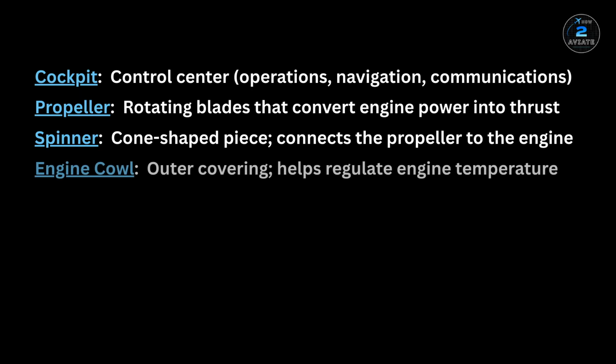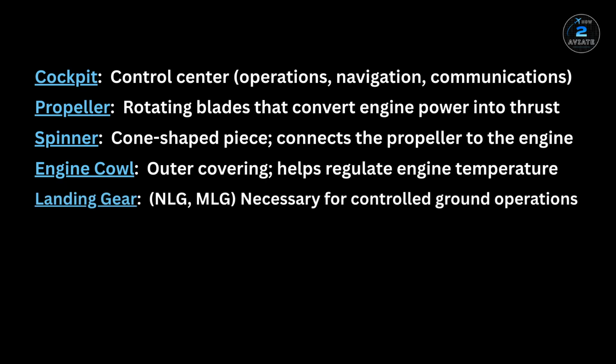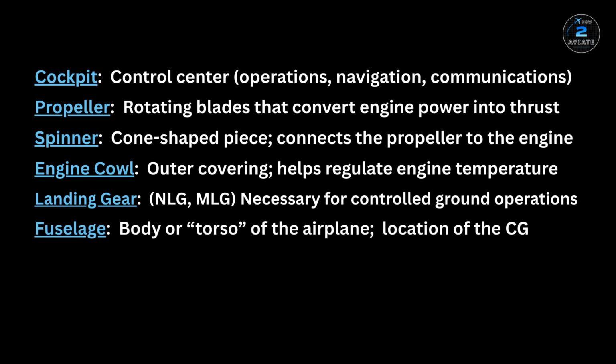The engine cowl is the outer covering that protects the engine and helps regulate engine temperature. The landing gear is divided into two categories, which is the nose landing gear and the main landing gear. These are necessary for taxiing, landing, and any ground operations, ensuring stability and controlled steering and stopping. The fuselage is the control point and body of the aircraft where the center of gravity is located.